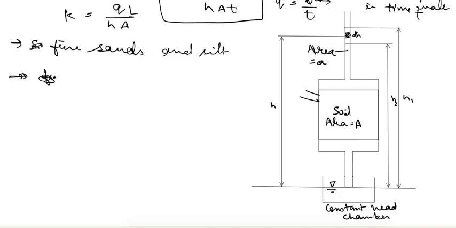A constant head is maintained below this soil sample. So in this case, a constant level of water will be maintained below the soil sample. When some water is inserted from here, after some time that water level will gradually go down, and from there we will find out the value of the coefficient of permeability. So let's see how it is done.